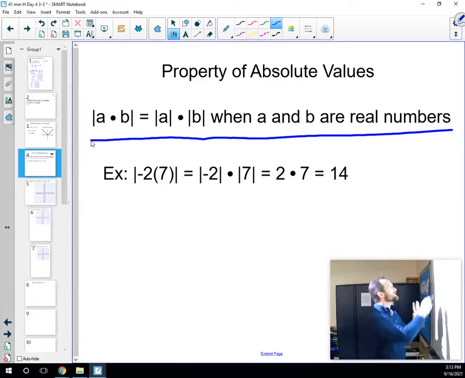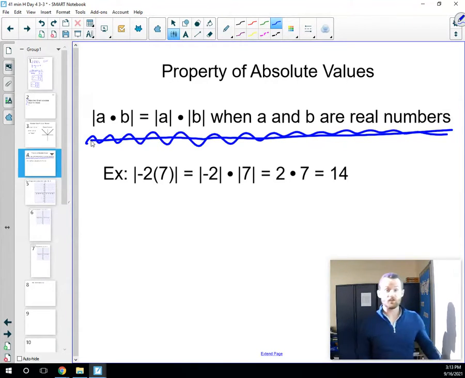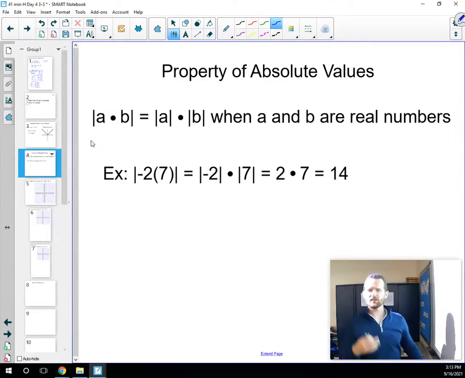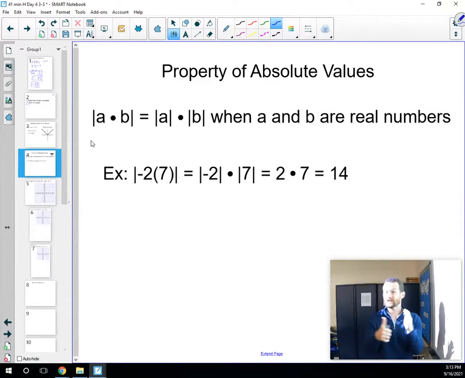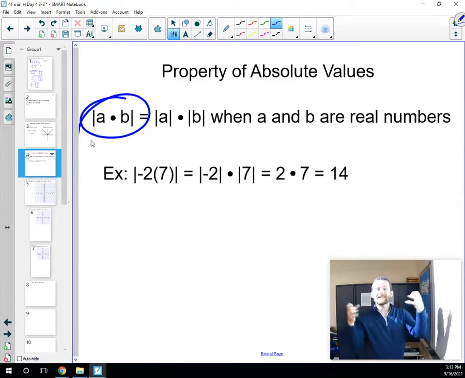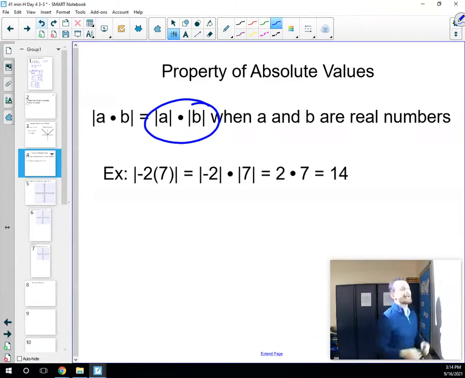This is how a lot of mathematical rules are going to start looking the higher you go up in math. It's going to be mostly variables, so this is something you want to get good at reading and understanding. Once you get to pre-calc, and definitely calculus or statistics, it's going to be mostly variables in your rules. So what this is saying is, if we've got two real numbers inside an absolute value being multiplied, we can rewrite it as the absolute value of one times the absolute value of the other. It's almost like we're splitting them up.